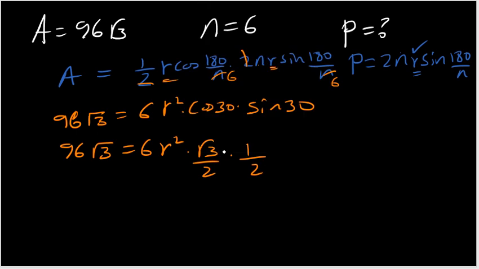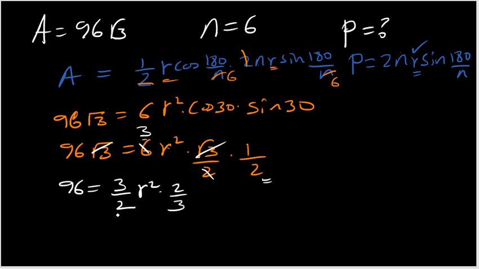There is radical 3 here, and also here, so I can cancel them out. By 2 and this by 2 will be 3. So 96 is equal to 3 over 2 r squared. To isolate r squared, I can multiply both sides by 2/3, the reciprocal of this fraction.